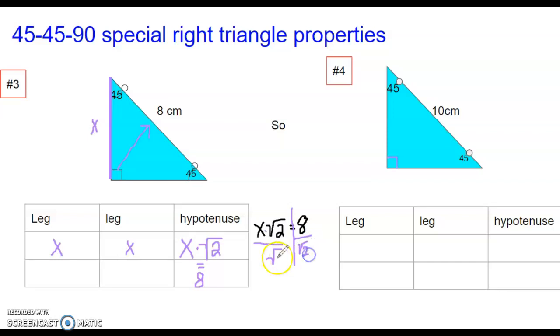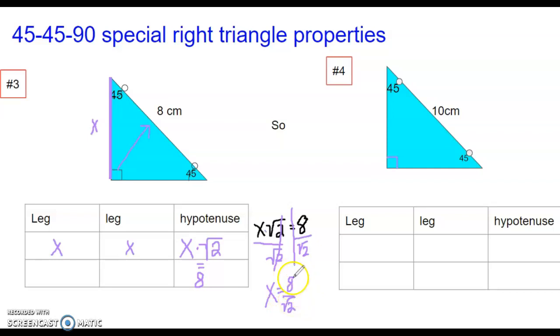So we learned today in class, earlier today, how to solve this one. So this is x equals 8 over the square root of 2. Remember, you cannot have a square root in the denominator, so you have to rationalize the denominator. Actually, this is your answer right here: 8 divided by the square root of 2, but you cannot have the square root on the bottom. So remember, you have to rationalize.